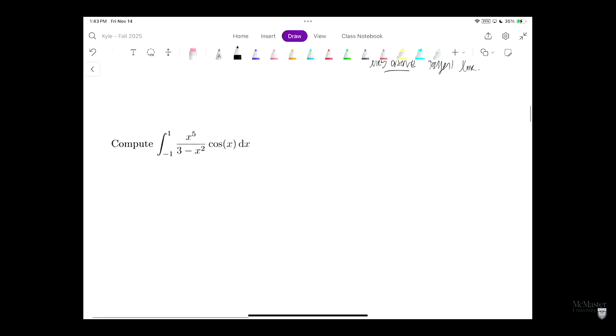Let's keep pivoting. Questions are in random order. Let's do an integral. So we have the integral from -1 to 1 of x to the 5 over 3 minus x squared cos of x dx. Take another maybe 15 seconds to solve this one. Emily, I know you know this one. Anyone have any ideas for techniques we might use for this one?